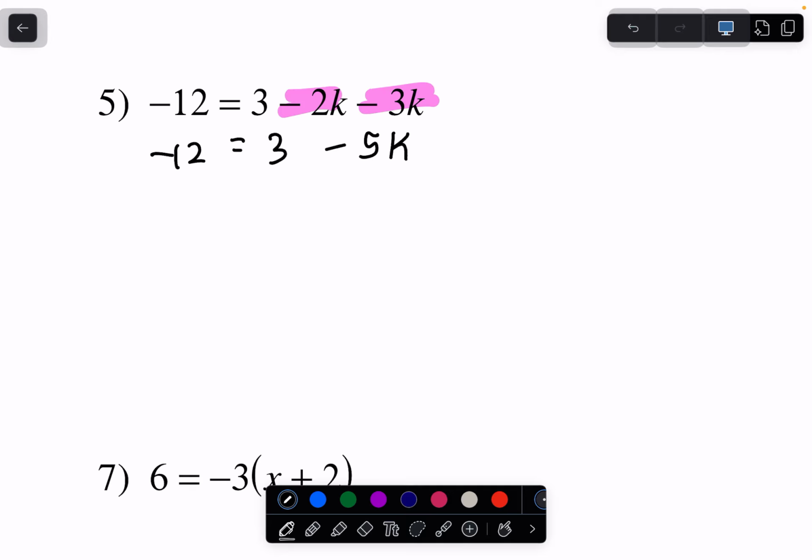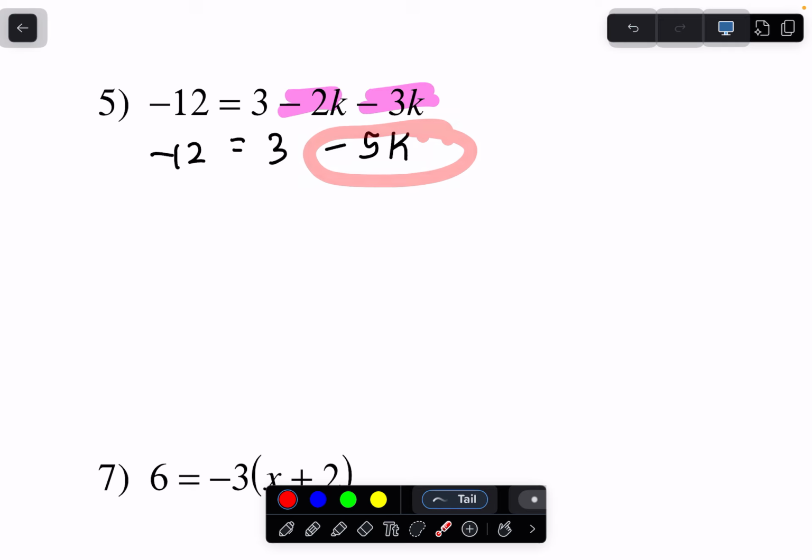So negative 2k's and negative 3k's. Remember, if they're the same sign, add the numbers and keep the sign. If they're different signs, we're going to subtract and keep the sign of the largest value. Okay. And then again, we need to isolate this.